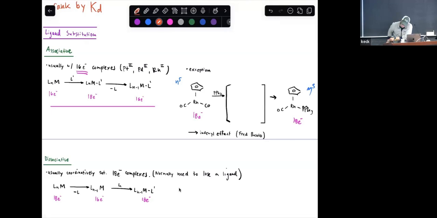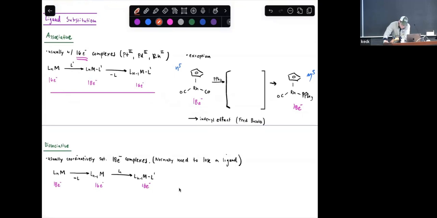When you're dealing with a 16 electron complex, and some here are familiar friends, palladium 2, platinum 2, rhodium 1, etc., these d8 square planar metals, often you're in associative ligand substitution mode. Why is it important that it be a 16 electron complex? Associative ligand substitution is effectively a new ligand coming in, then a different ligand going out. So the metal needs to have the ability to accommodate an additional ligand. It can do so if it's 16 electron. It cannot do so if it's 18 electron. So that's what's going on here.